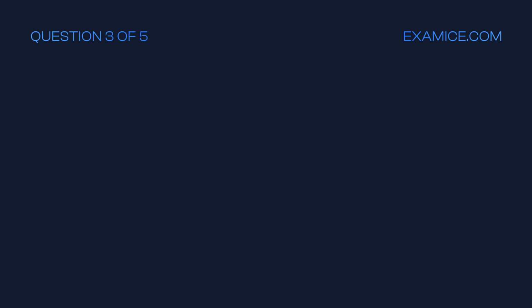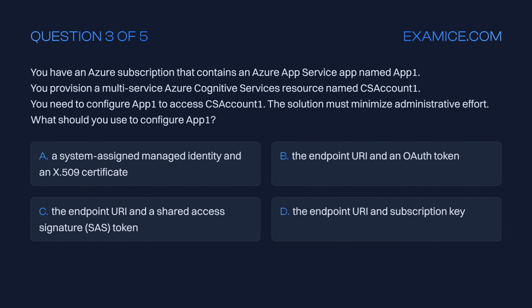Question 3. You have an Azure subscription that contains an Azure App Service app named App1. You provision a multi-service Azure Cognitive Services resource named CS Account 1. You need to configure App1 to access CS Account 1. The solution must minimize administrative effort. What should you use to configure App1?